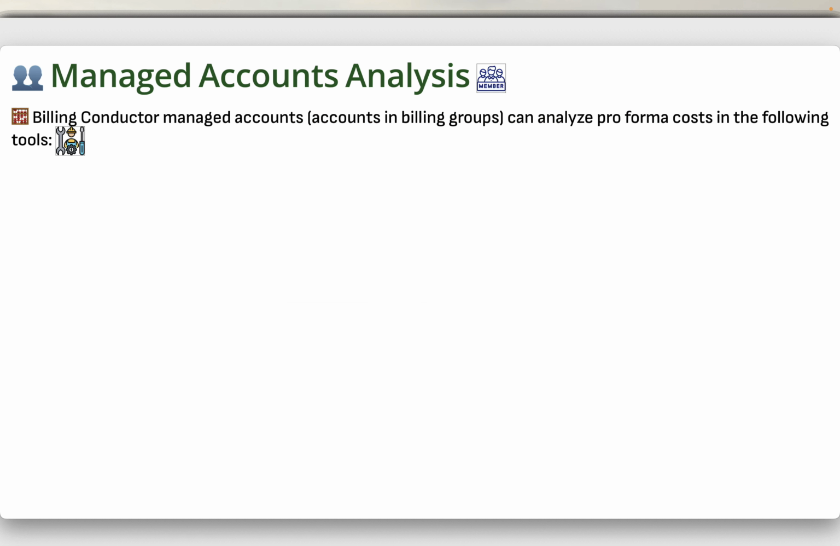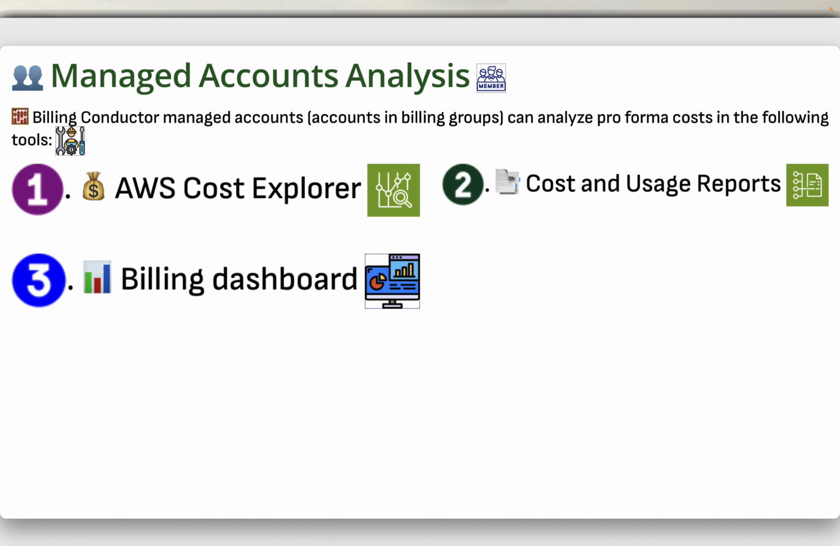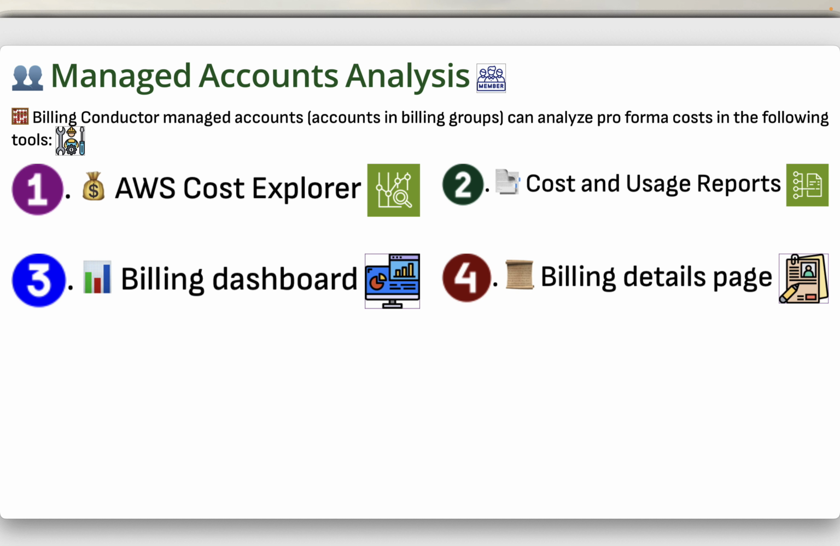So, managed accounts and analysis. Billing Conductor managed accounts, which are accounts in billing groups, can analyze pro forma cost in the following tools. One, AWS Cost Explorer. So they can use all these services to see the pro forma cost, which is not the actual billable cost. I will talk about that also later. Cost and usage reports, billing dashboard, and billing details page.